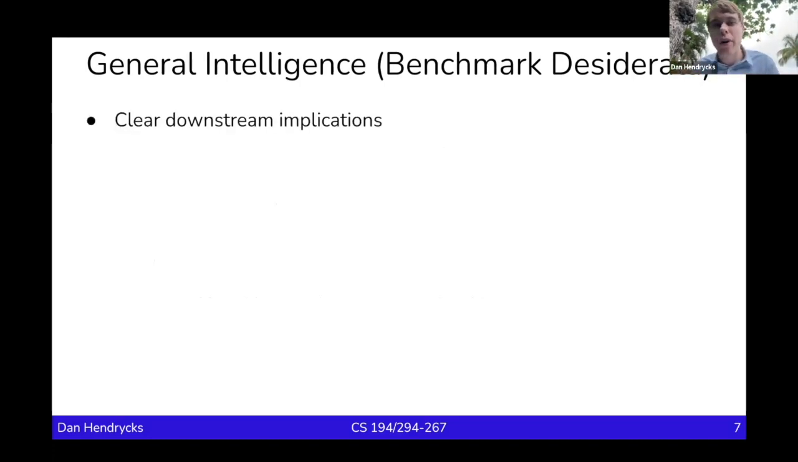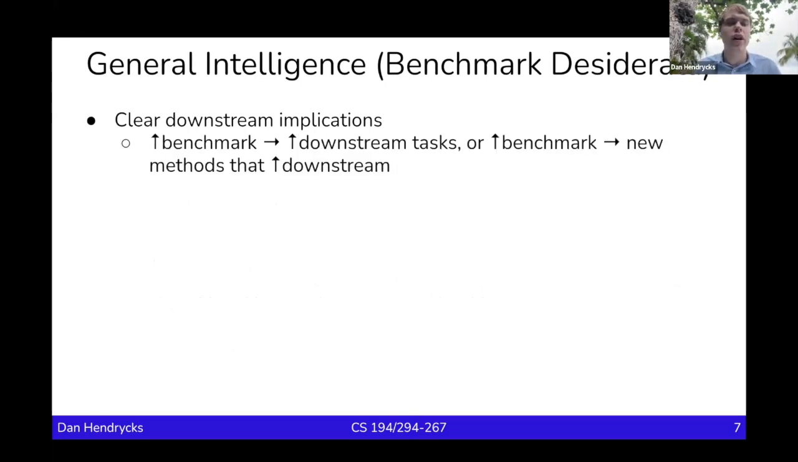Oh, there are more properties. So some other properties would be, you want clear downstream implications. You don't want your benchmark just to be reflecting something in a vacuum. So a method that improves on your benchmark can be used to improve downstream performance. You want some correlation between this upstream benchmark and these downstream types of things.